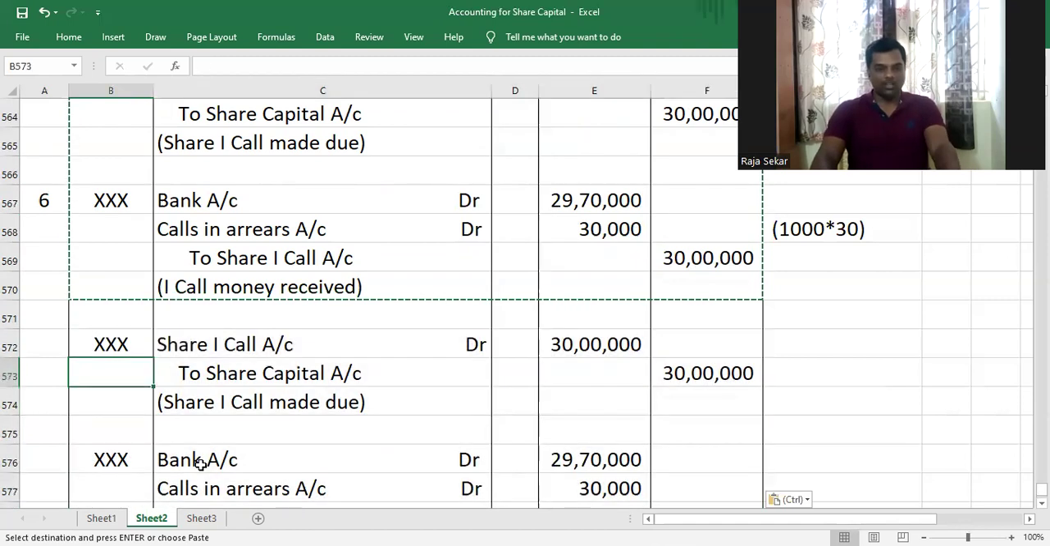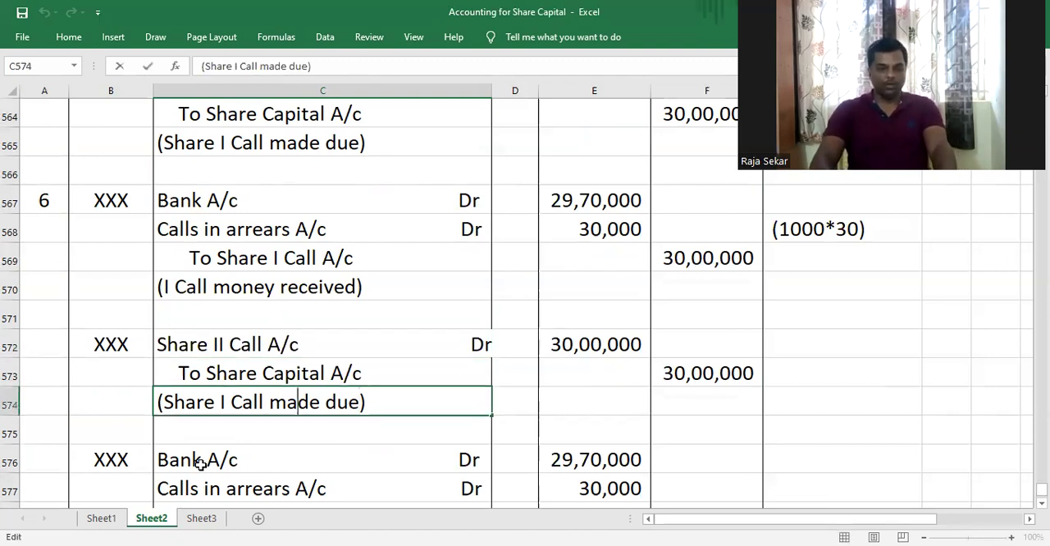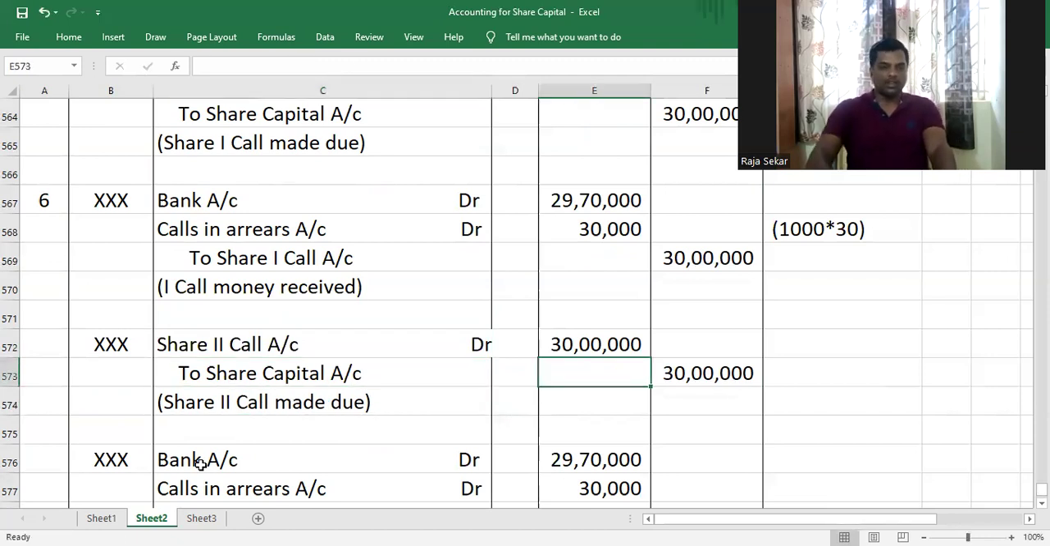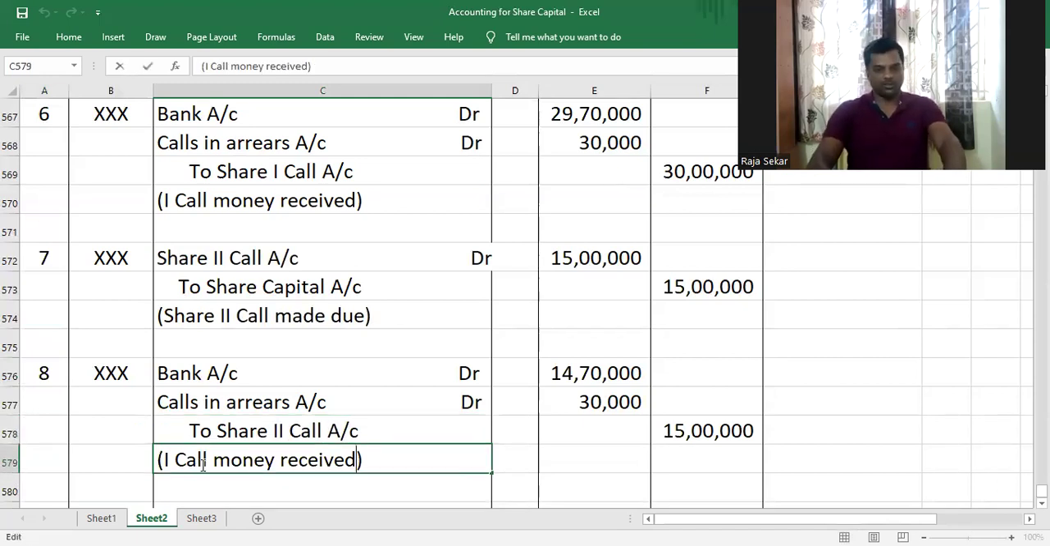Second call, the amount is changing to 15 lakhs. While you make the due, it will be share second call to share capital account. And then the amount is 15 lakhs. And the calls in arrears would be what, my dear children? Let me first make changes to the journal entry.